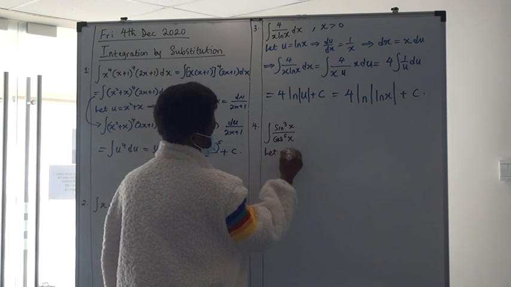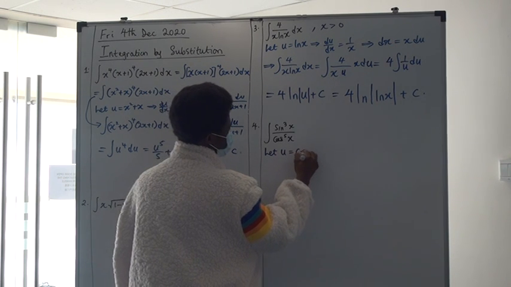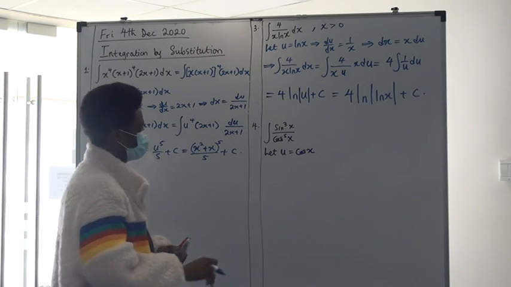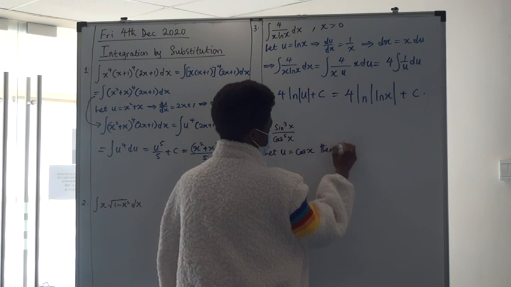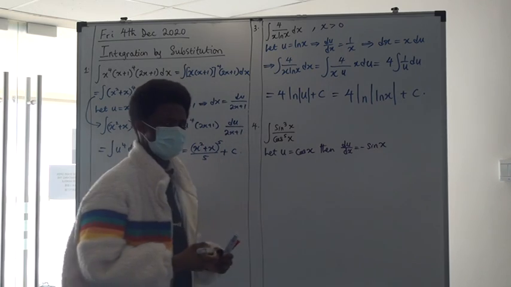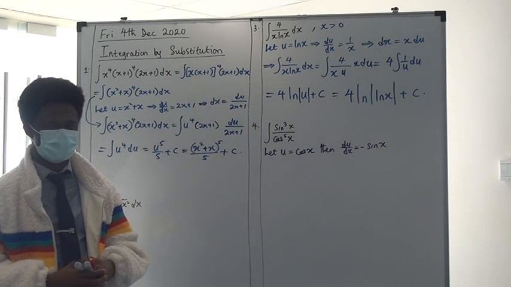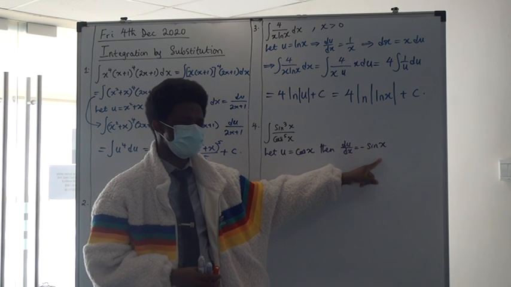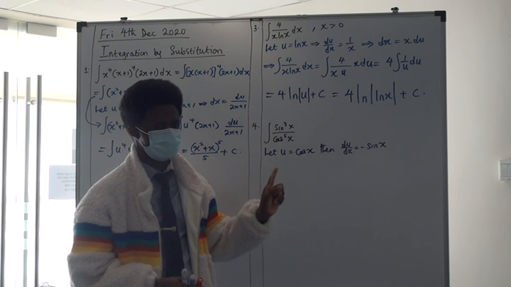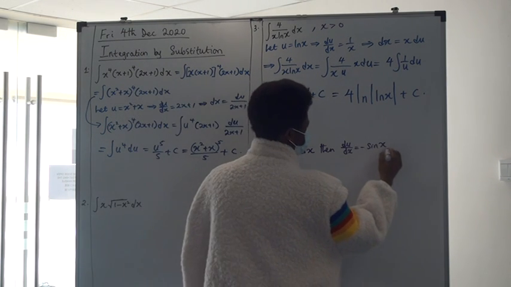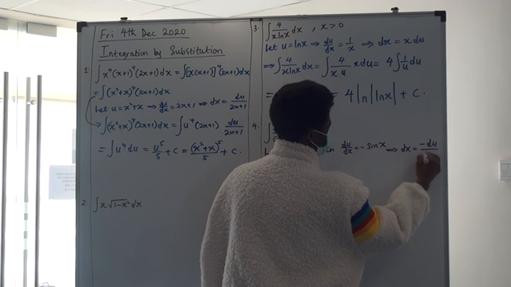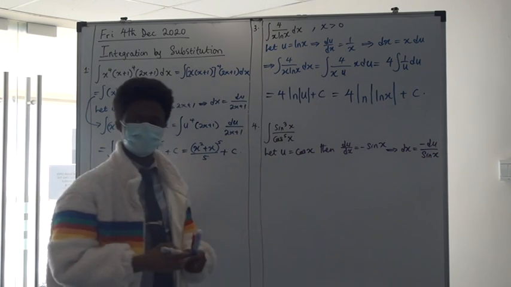So let u be cos x. If u is cos x, then du dx is negative sine x. The first thing will be, oh, but this is just one sine, and I have 3. How do I eliminate? Let's watch. From here, our dx is simply du over negative sine x. Agree?